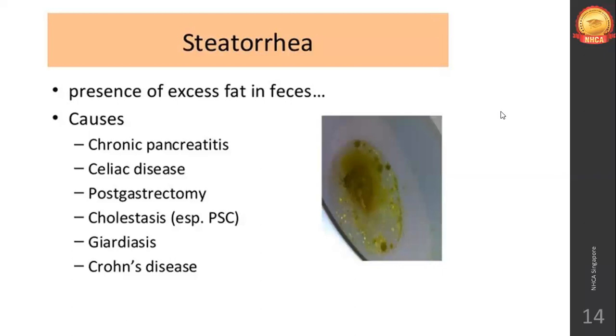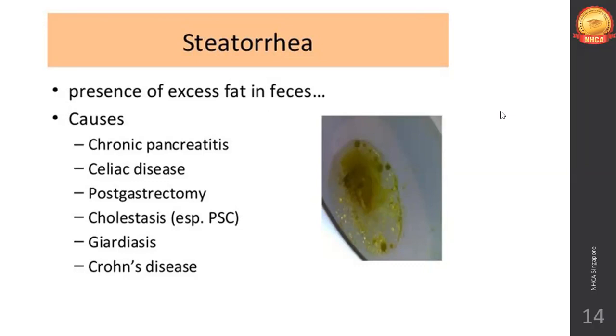Chronic pancreatitis, like inflammation of the pancreas for a very, very long time. It happens in alcoholics. Celiac disease, those who suffer from celiac disease. I'll show the explanation of celiac disease later. Post gastrectomy, after gastric bypass surgery, where a part of your stomach has been removed. That is gastric surgery. After that, steatorrhea may happen.